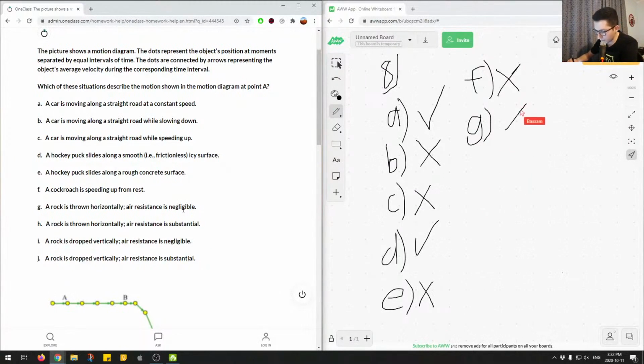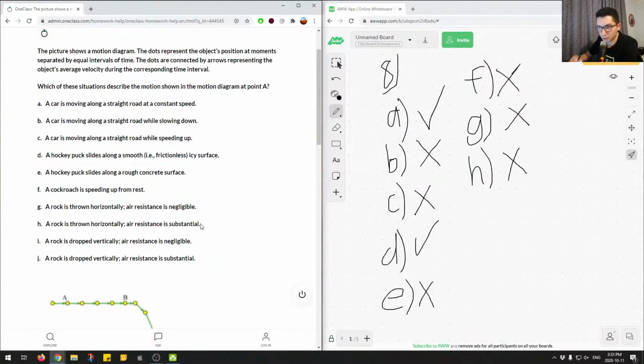Depending on how the question is phrased, maybe if they were a little more specific, so if the rock is thrown horizontally and we only care about the x direction, maybe then it would be true, but this is not completely true. So H, a rock is thrown horizontally, air resistance is substantial. Same idea, and adding this component here, it just says that there's also deceleration in the x direction and y direction because of air resistance now. So both are incorrect here. So H also does not have constant speed.